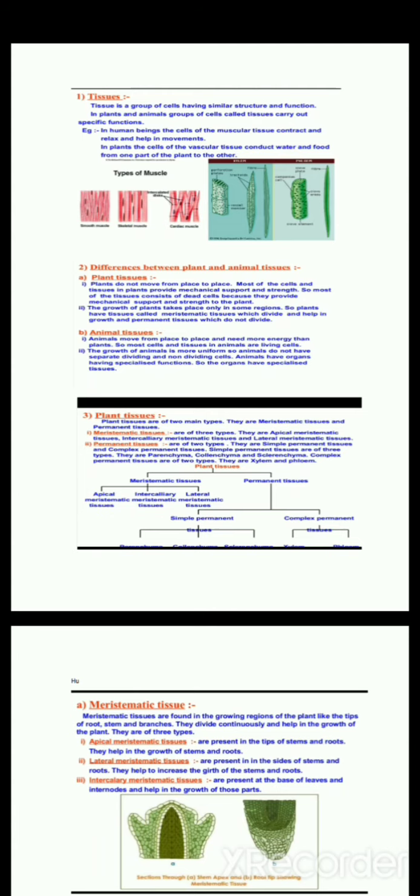So next is animal tissues. Animal tissues move from one place to another. That's why they need energy. Okay. And tissues in animals are living cells. The growth of the animals is uniform, so animals do not have separate dividing and non-dividing cells. Animals have organs having specialized functions, so the organs have specialized tissues.